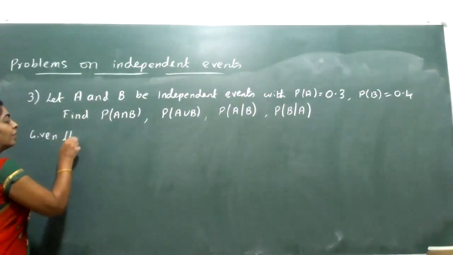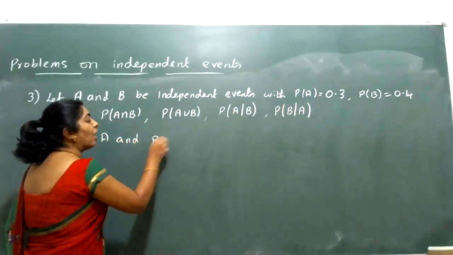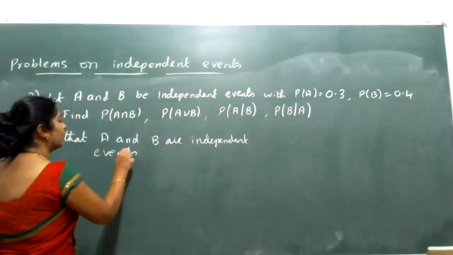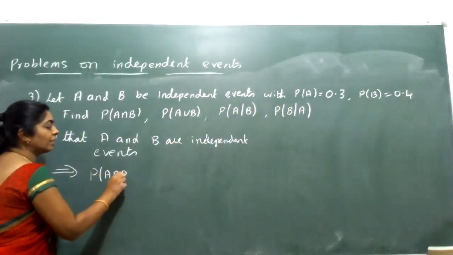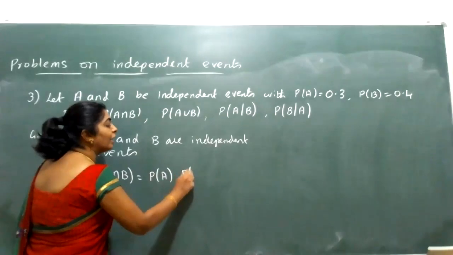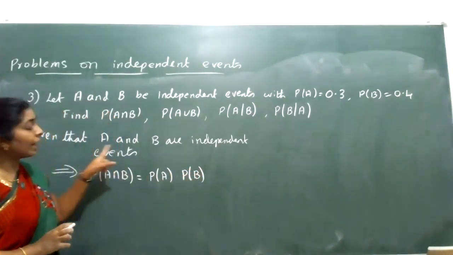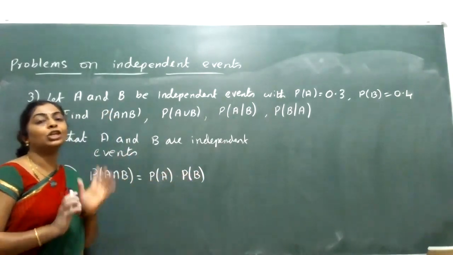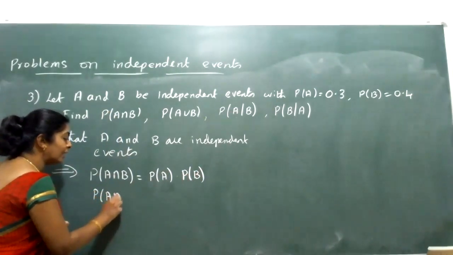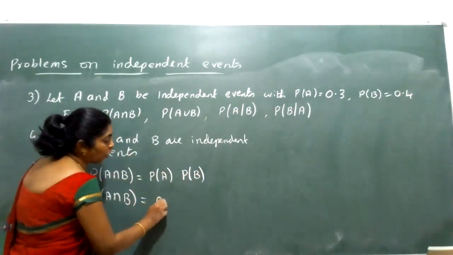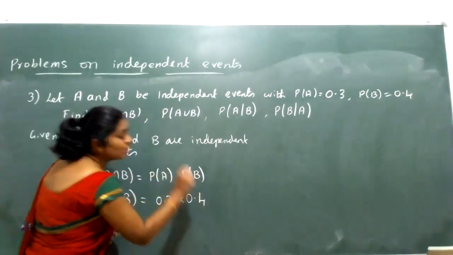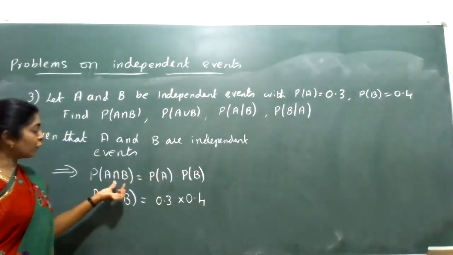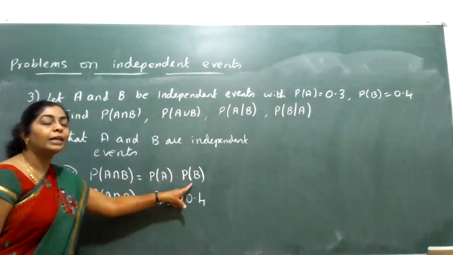Given that A and B are independent events, what does it imply? It implies that probability of A intersection B is equal to probability of A into probability of B. Now, probability of A intersection B is equal to, what is probability of A? 0.3 into probability of B, which is given as 0.4. From the definition of independent events, probability of A intersection B is equal to probability of A into probability of B.